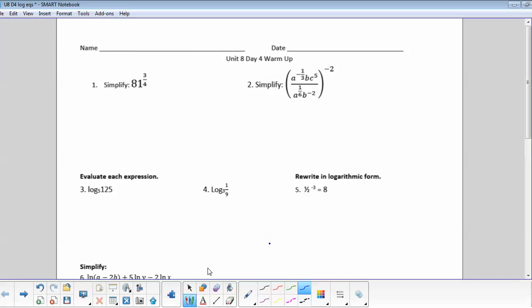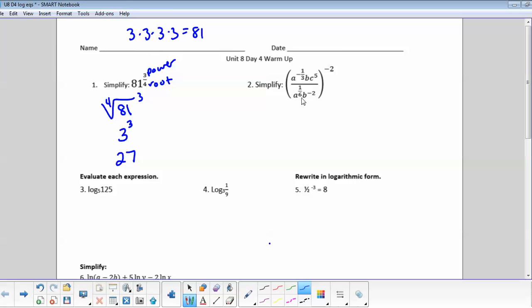So in number 1, we have a rational exponent, and you need to remember that the top of the exponent is the power, and the bottom is the root. So we're taking the fourth root of 81, and we're raising that to the third power. Well, the fourth root of 81 is 3, because 3 times 3 times 3 times 3 equals 81. And we still need to raise that to the third power. And that gives you 27. 3 times 3 times 3 is 27.